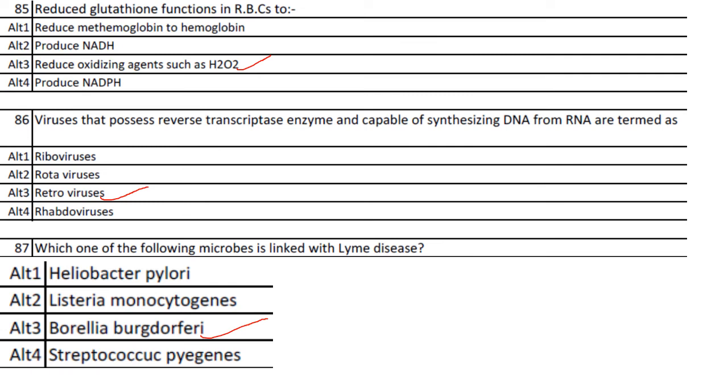Then next one, reduced glutathione functions in RBC to. So reduced glutathione is able to protect cells by destroying H2O2 and hydroxyl free radicals. So reduce oxidizing agents such as H2O2 is the answer. Then viruses that possess reverse transcriptase enzyme and are capable of synthesizing DNA from RNA are termed retroviruses. Which one of the following microbes is linked with Lyme disease? So it is Borrelia burgdorferi. This is also a repeated question.